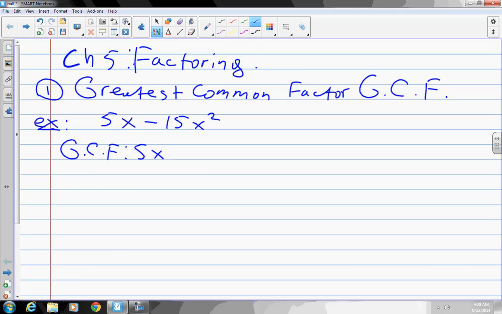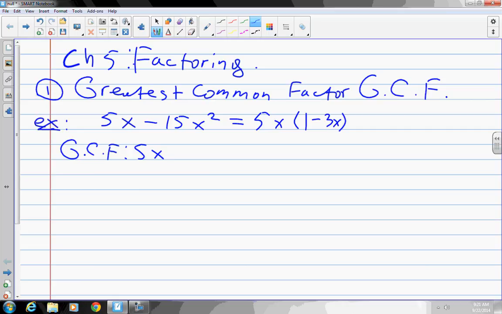So if I were to factor 5x out, what is left in the parentheses? Who's good at this? So if I take 5x out, how do you know what's left in the parentheses? What? Just the 3? Yeah, it has to be 1 minus 3x.